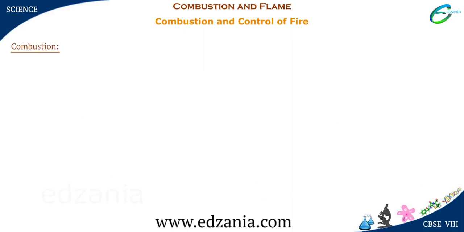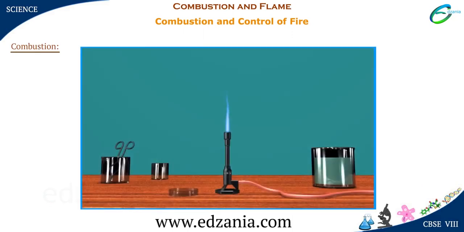Combustion. Let us perform an activity. Take a magnesium ribbon and hold it over a Bunsen flame. Magnesium burns in air with a dazzling white light to give magnesium oxide and heat energy.